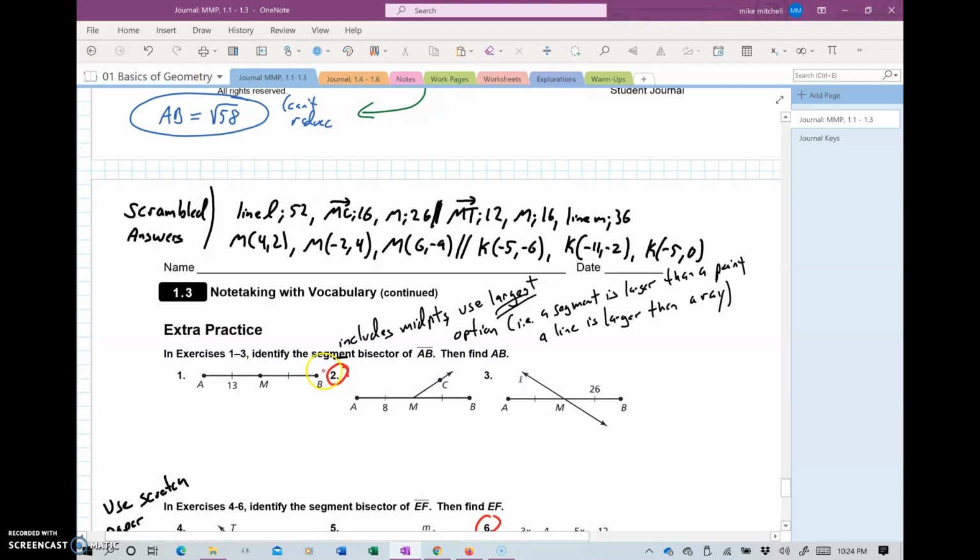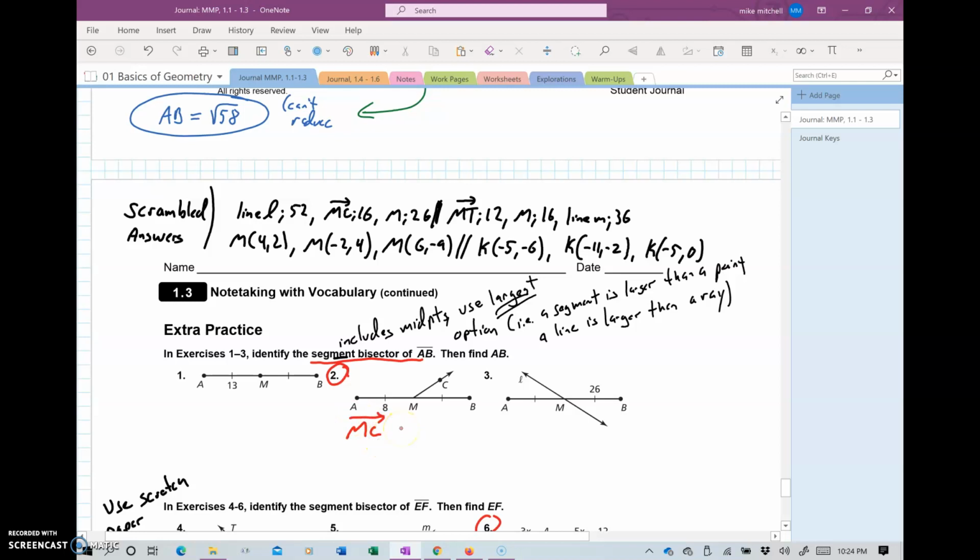Number 2 here. Identify the segment bisector of segment AB, then find the length of segment AB. That's how you read that notation: AB with the bar above it, that's segment AB. Then find the length of segment AB. Okay, so here, M would be a bisector. It's not the largest one. The best answer for my segment bisector is ray MC.